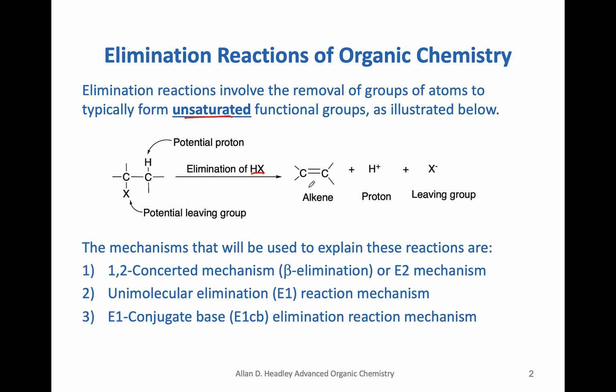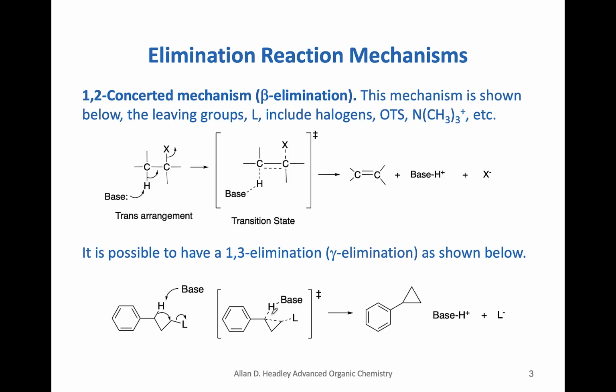This could be an alkene. Later on we'll see it could even be a carbonyl. But this is the general description of the requirements for an elimination reaction. The mechanisms that we'll cover here will be the concerted, or the E2 mechanism, and we'll look at the E1 mechanism, and then the E1CB. So let us start by looking at the E2 mechanism, or the concerted mechanism, or the 1,2 concerted mechanism.